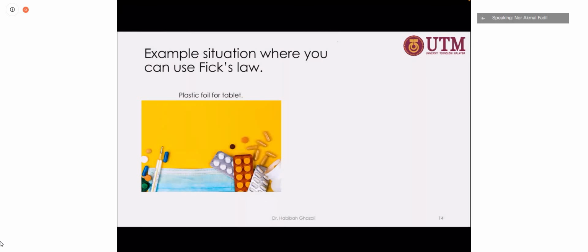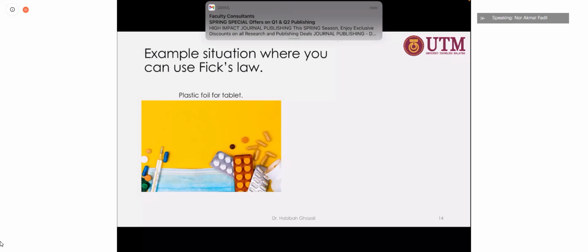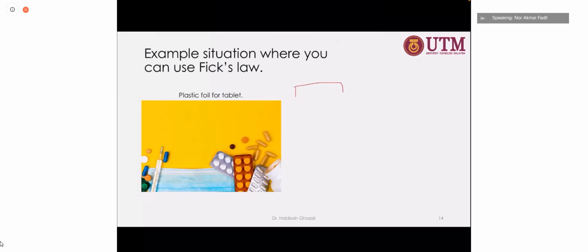Let's say you want to design a plastic foil for the tablet, whatever the packaging material. Let's say this is the packaging, you put something inside and there is an environment here. You need to consider there is oxygen, there is water somewhere. So you need to know how much diffusion will occur penetrating this plastic container, or how much of the environment inside the plastic will diffuse to the outside.